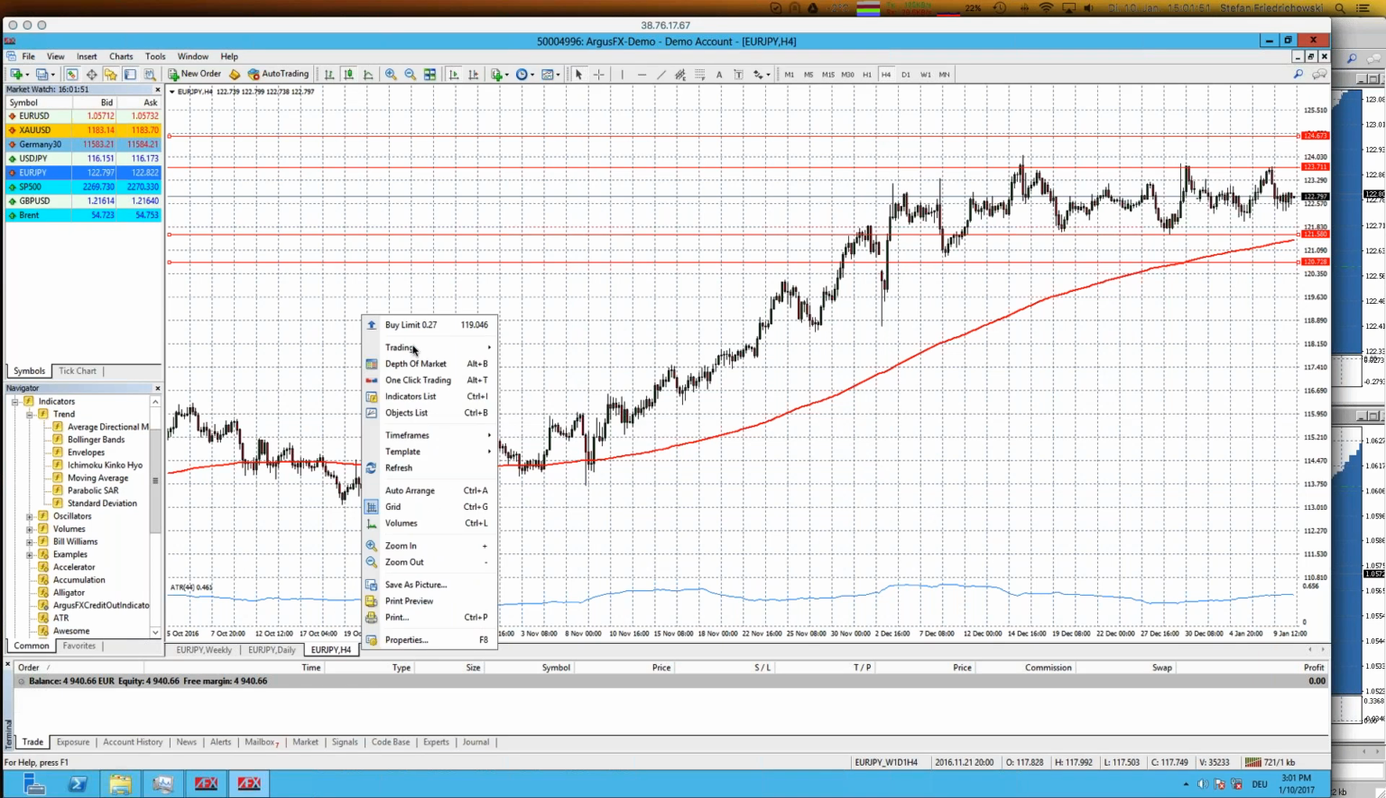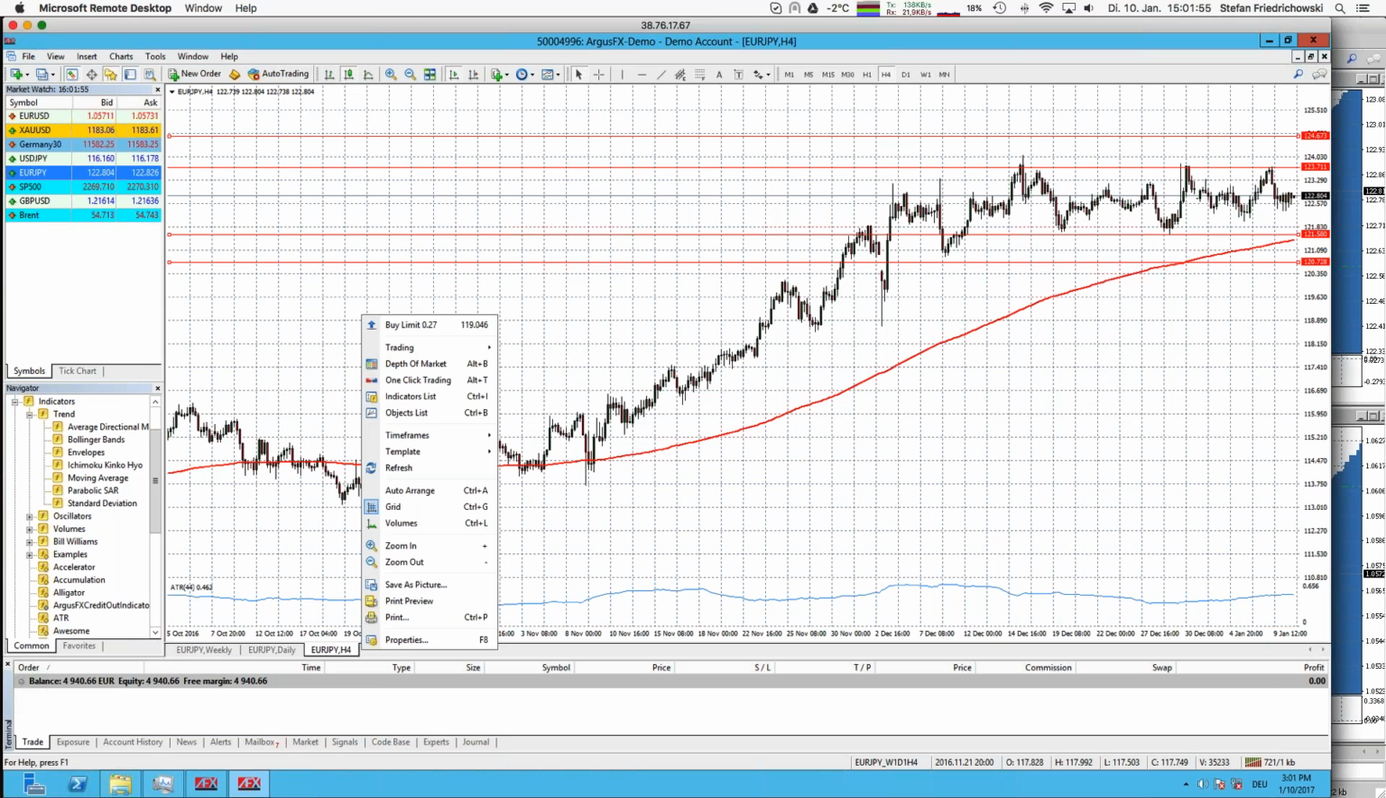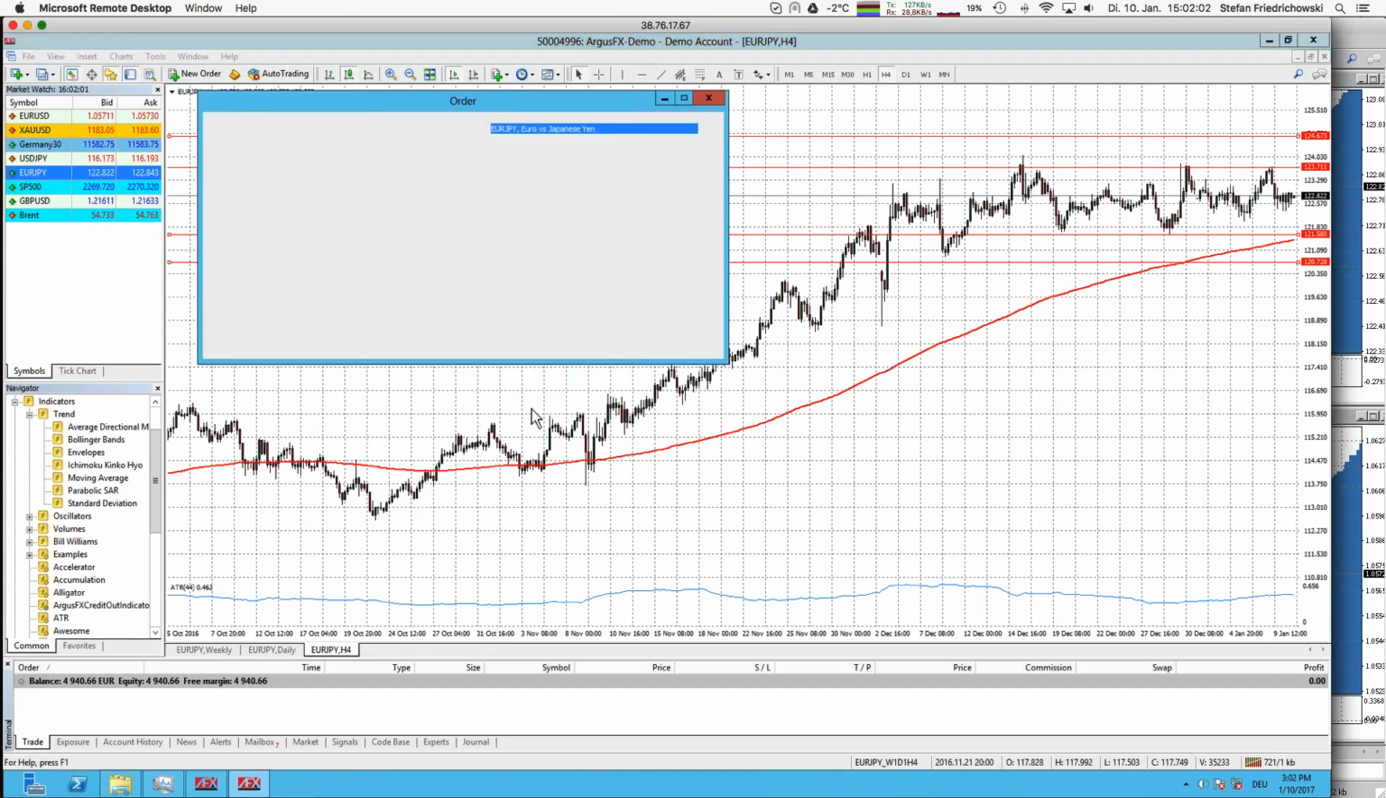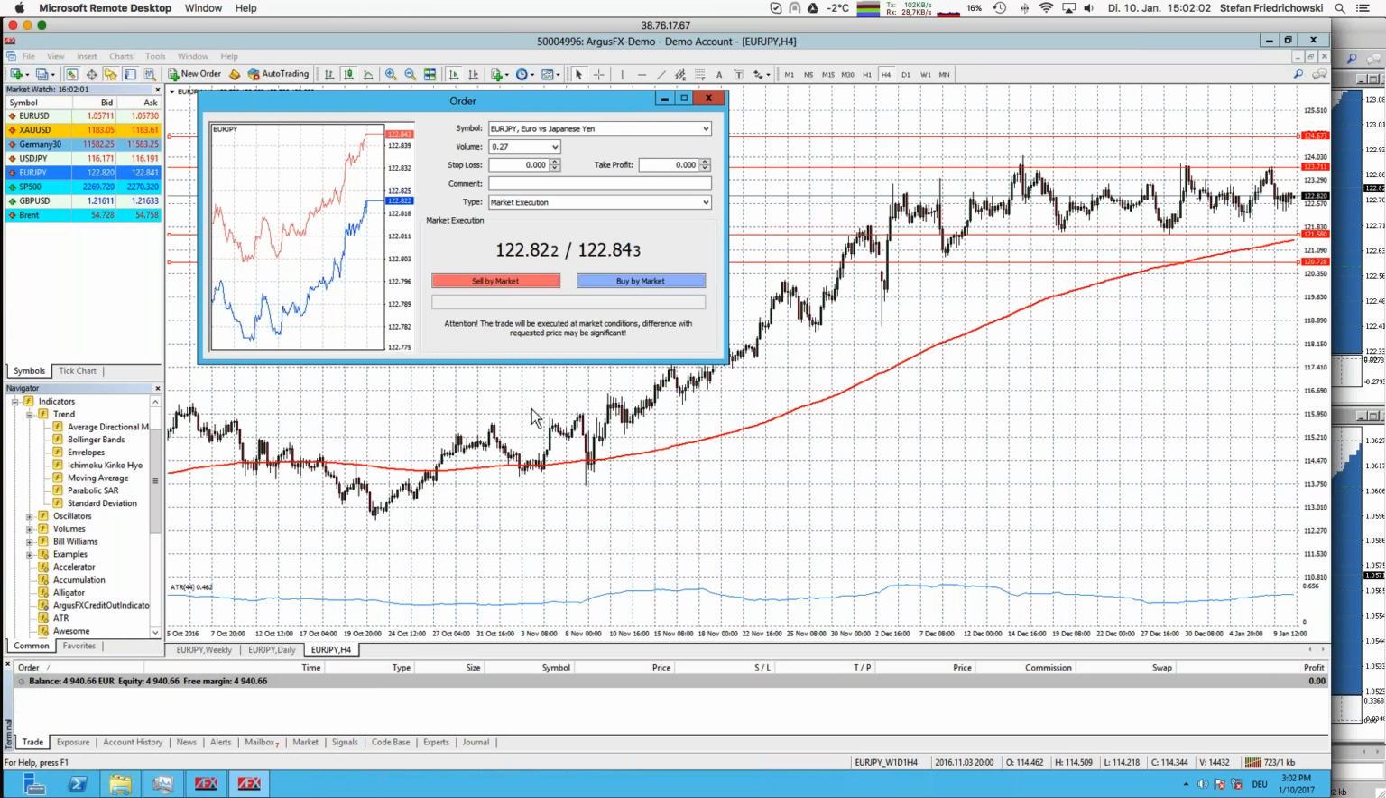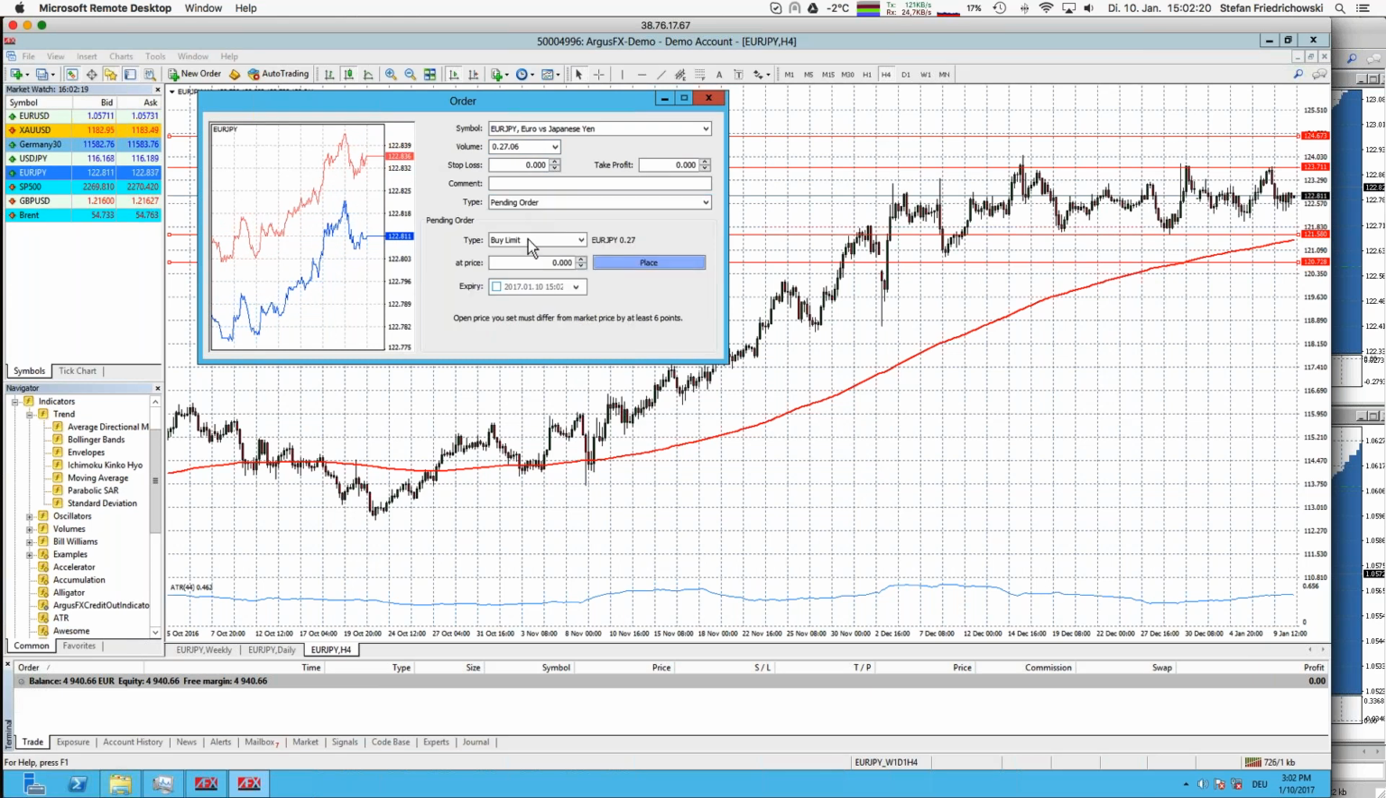That means right click within the chart and then place exactly the trade as a new order. So it's not a market order, it's a sell limit order. So lot size would be 0.06 and the type of the trade is a pending order and the type is a sell limit order. Now we can set the numbers.